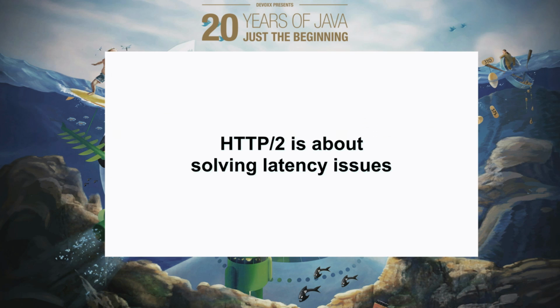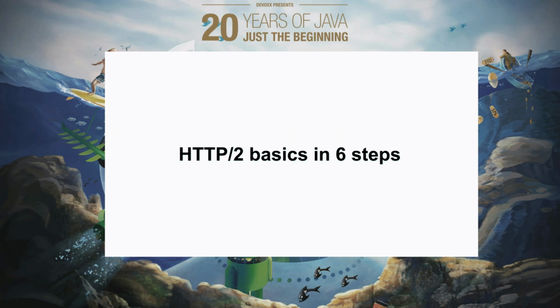So if you only have to know one thing about HTTP2, it's that it's all about solving latency issues. HTTP 1.1 has some of those issues, and we've been tackling those with workarounds in some ways, but HTTP2 is about solving most of those. If you want to understand how it's solving them, you have to learn the very basics of HTTP2, and that's what we'll do in more or less 5 minutes. So 6 steps to really understand what HTTP2 is doing and how it is solving those latency issues.